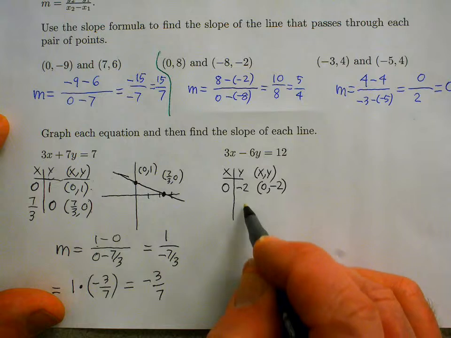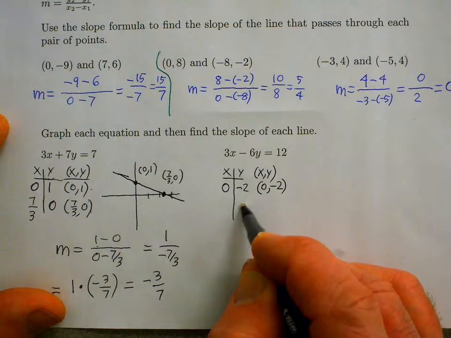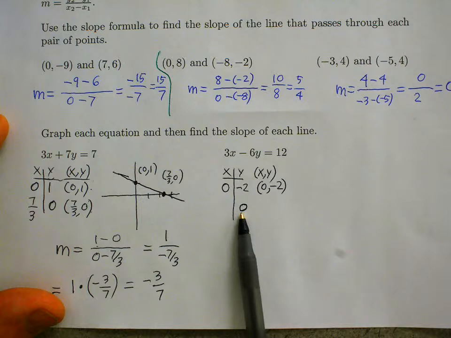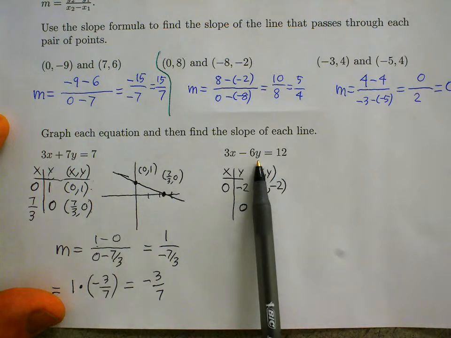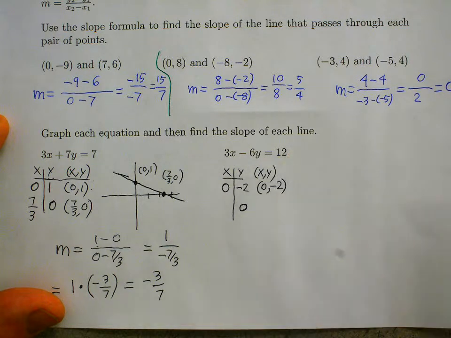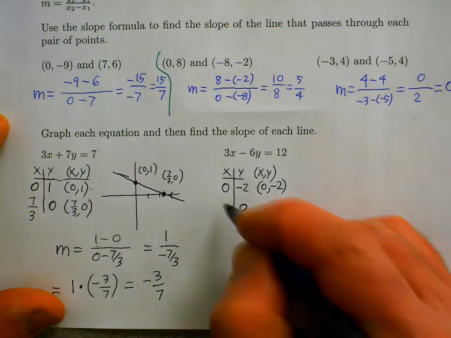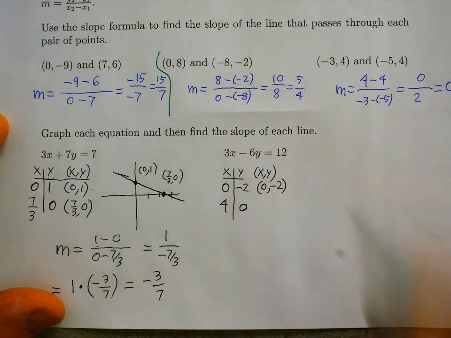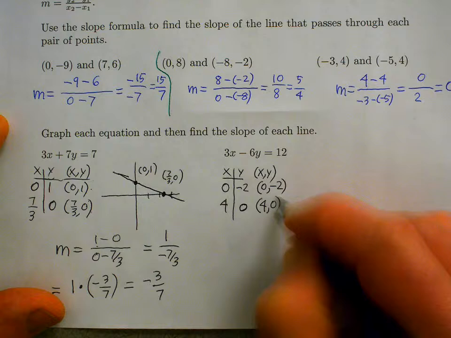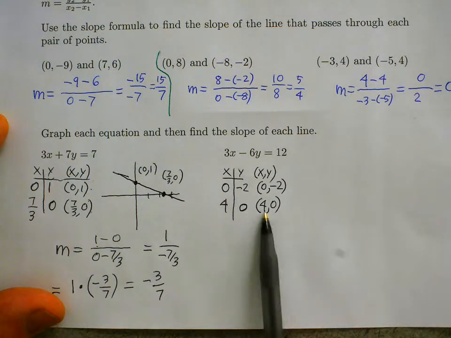We can find the x-intercept by replacing y with 0, because every x-intercept has a y-coordinate equal to 0. And then in the equation, when you replace y with 0, we're left with 3x equals 12. Divide both sides by 3, we get an x value of 4. So the x-intercept is the ordered pair (4, 0).